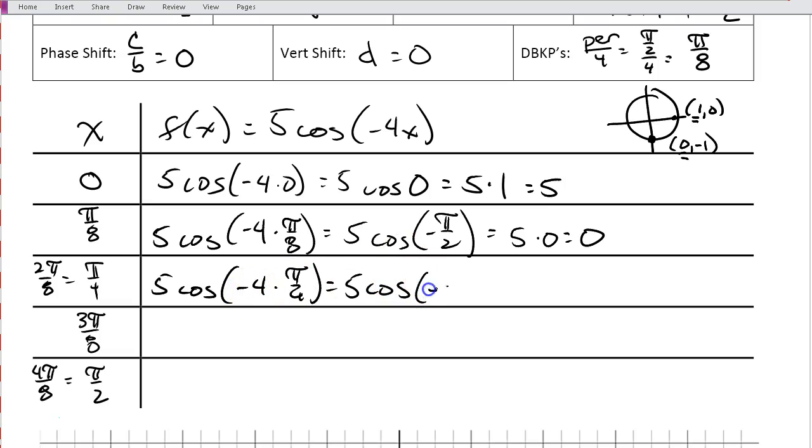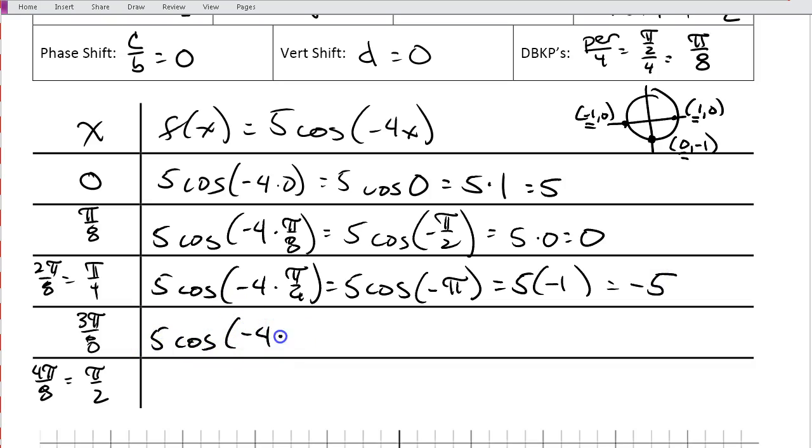That's just going to be negative pi. So that's 5 times... negative pi, we're going to be over here. That's (-1, 0). The cosine is negative 1. So that's negative 5. Moving on, we have 5 times the cosine of negative 4 times 3 pi over 8.